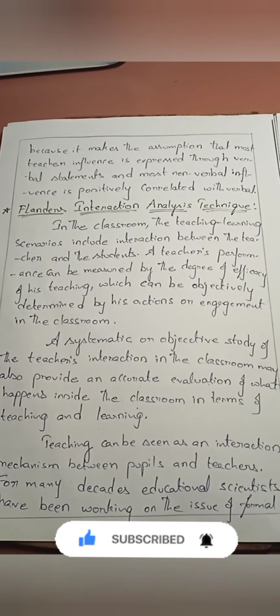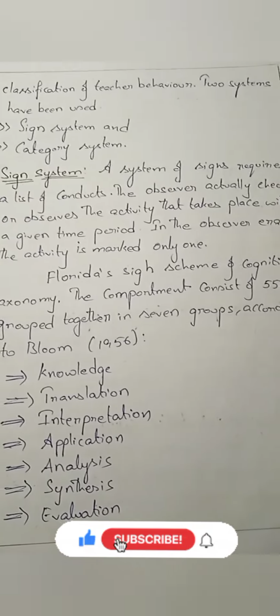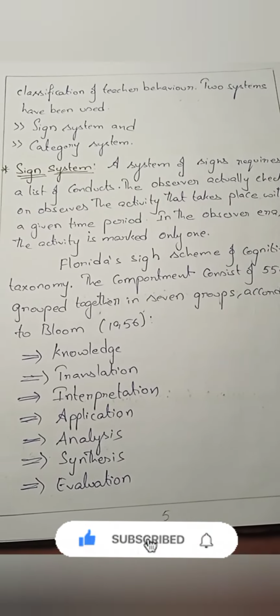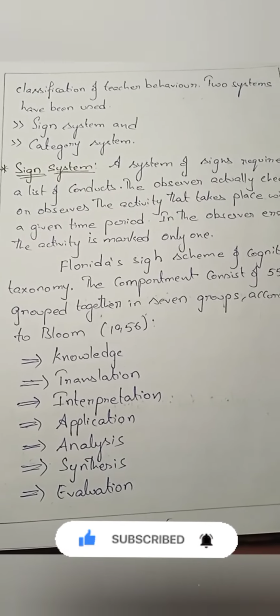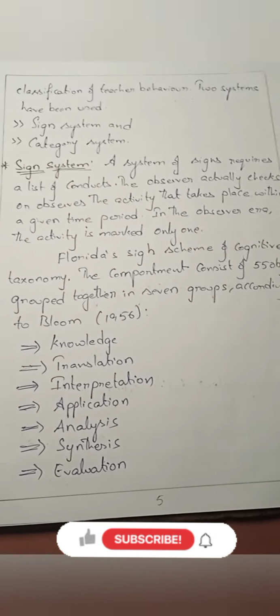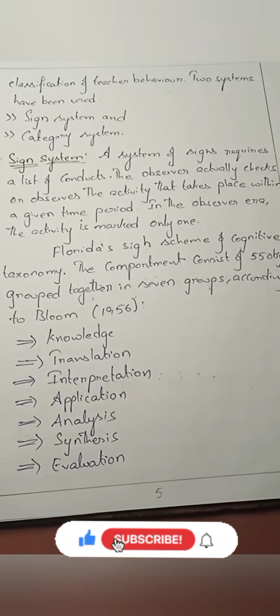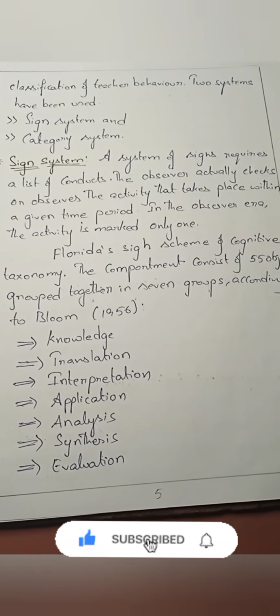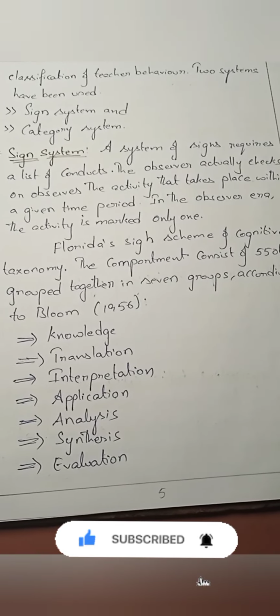For many decades, educational scientists have been working on the issue of formal classification of teacher behavior. Two systems have been used: the sign system and the category system. A sign system requires a list of conduct that the observer checks when the activity takes place within a given time period. In the observer's record, the activity is marked only once.